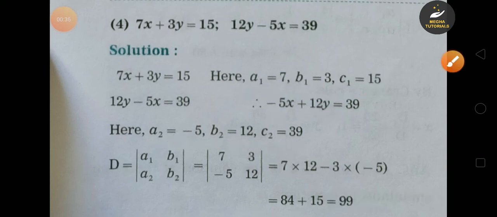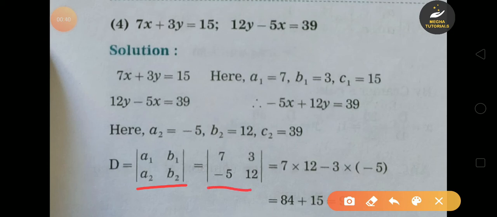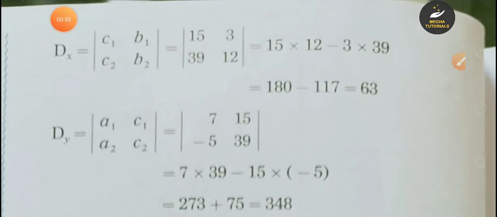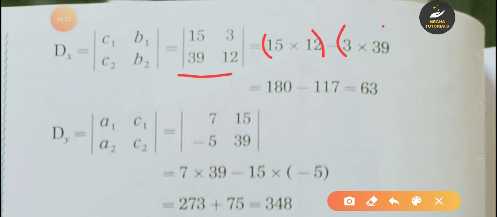Then using D as the determinant with rows a1 a2 and b1 b2, we get 7, minus 5, 3, 12. So using the calculation 7 into 12 minus 3 into minus 5, we will get 84 plus 15, which is 99. Then Dx is equal to the determinant with rows c1 c2 and b1 b2. So the values are 15, 39, 3, 12. We have to start from the top left. So 15 into 12 minus 3 into 39, which is 180 minus 117, equal to 63.